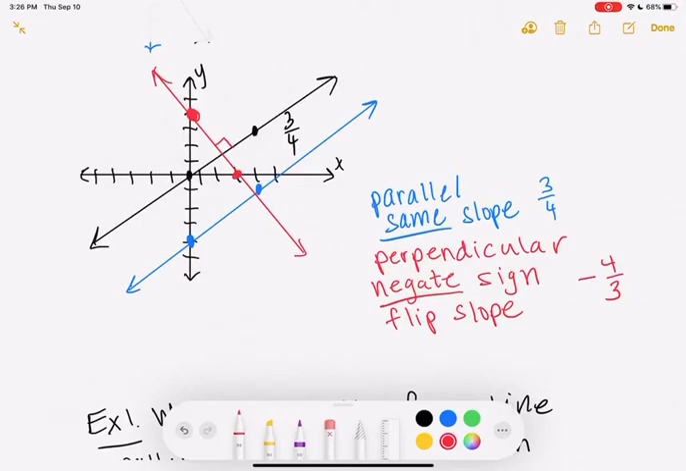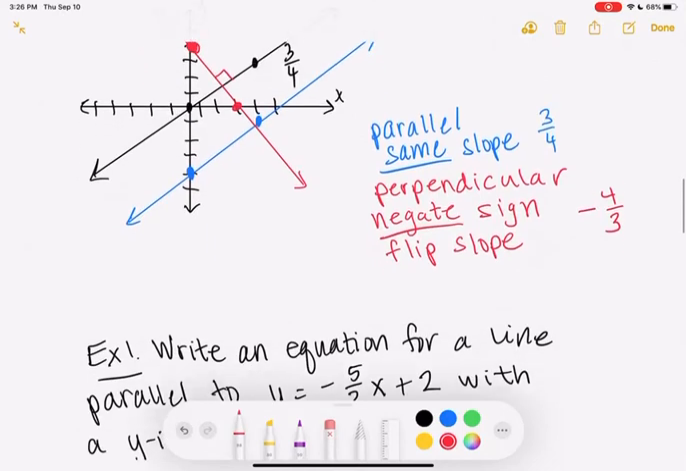So if we're talking about the same slope, parallel, keep it the same. Perpendicular slope, negate your sign, so change it to the opposite, and flip the slope. So flip the top and the bottom. So instead of 3/4, have 4/3. All right, I have 4 examples for us to work through today.